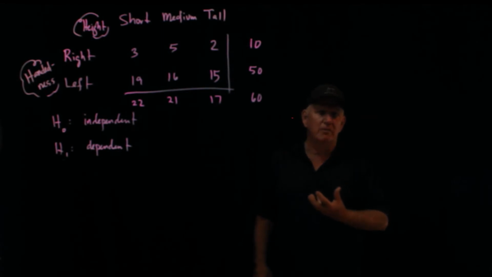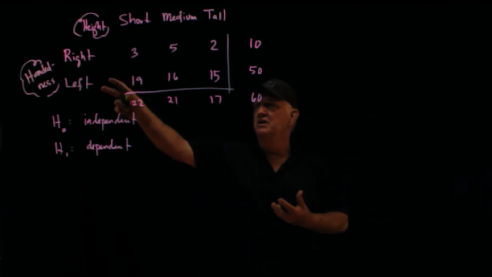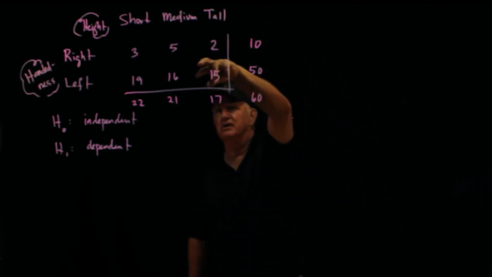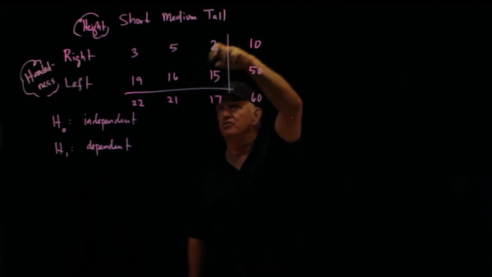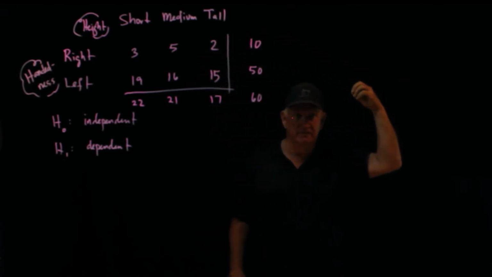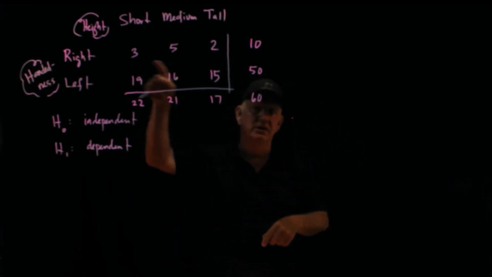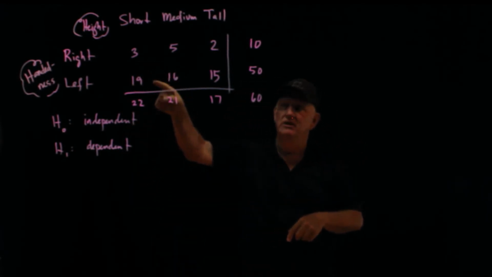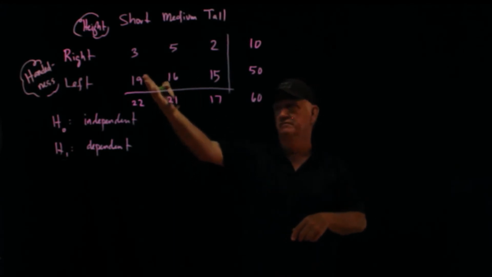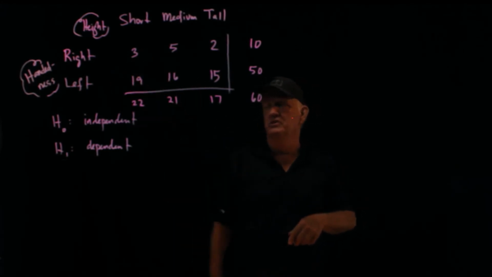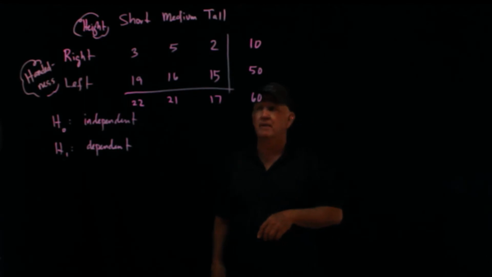If I wanted to calculate how many people fall in this short right category, I could do that if I somehow knew that probability. If I knew the probability of reaching into this bag of marbles and pulling out a short right person, and I multiplied that probability by 60, I would get the count of the number of people that are short and right-handed.